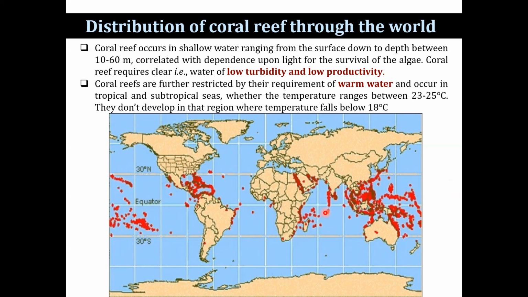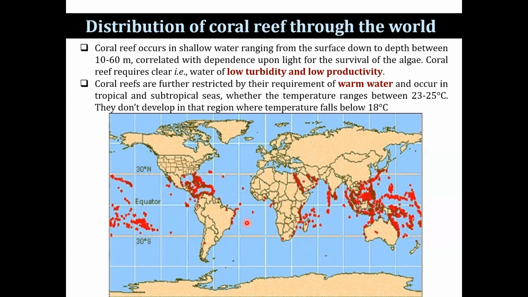They do not develop in regions where the temperature falls below 18 degrees centigrade, and they are conspicuously absent from much of the Atlantic due to water turbidity problems from the Amazon and other rivers. You know that the water turbidity problem of the Amazon and African rivers is why the corals are conspicuously absent. And the passage of cold currents through the western coast of Africa also prevents reef formation.